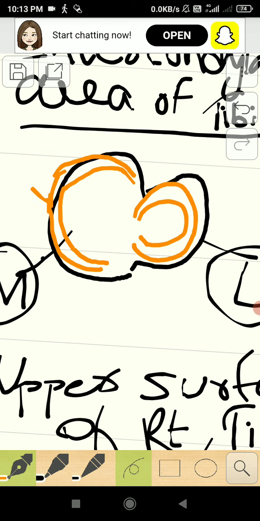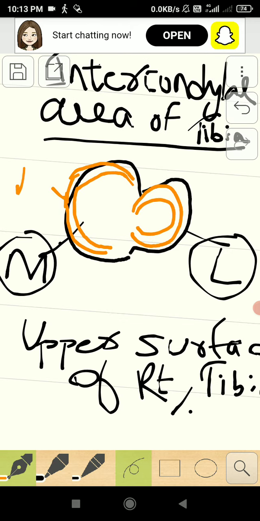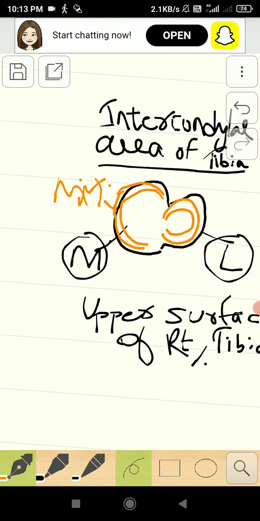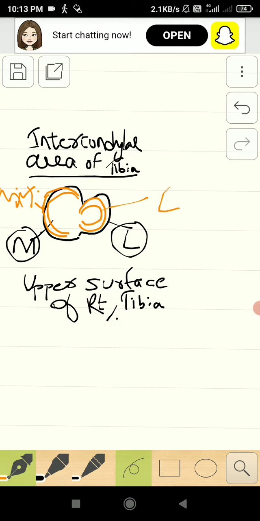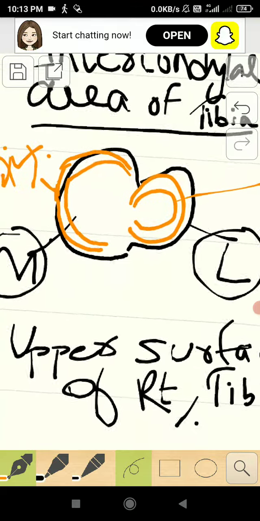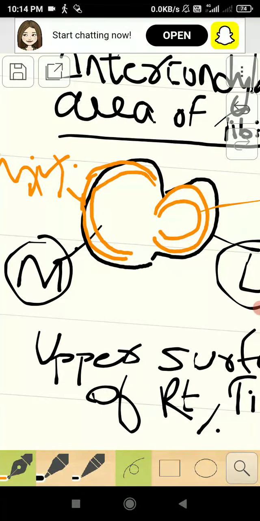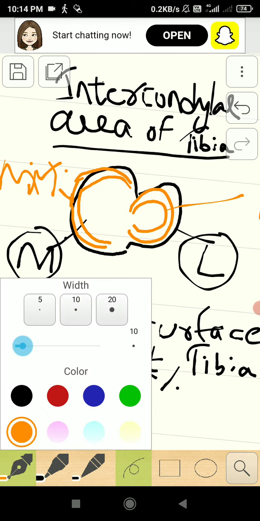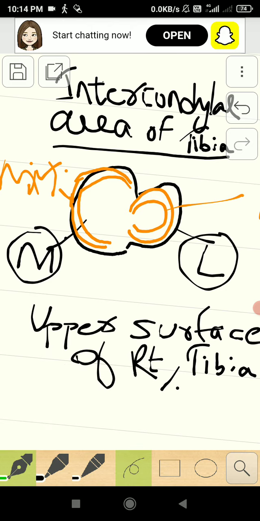So this is the medial menisci on the upper surface of the medial condyle. There will be medial menisci, and this will be the lateral menisci. So once you got hold of that, medial menisci is large and semilunar, lateral menisci is small and circular. Once you got that, you just have to know that the anterior cruciate ligament is attached between the medial and lateral menisci like this.